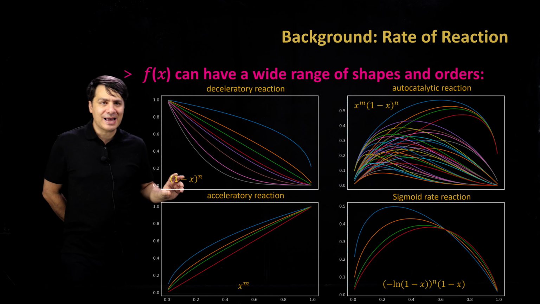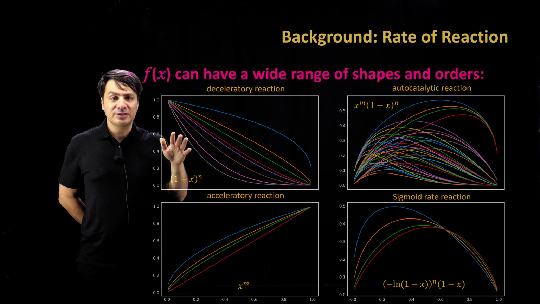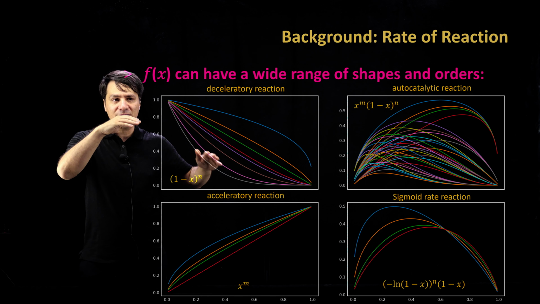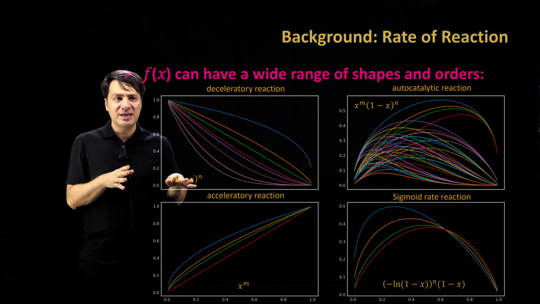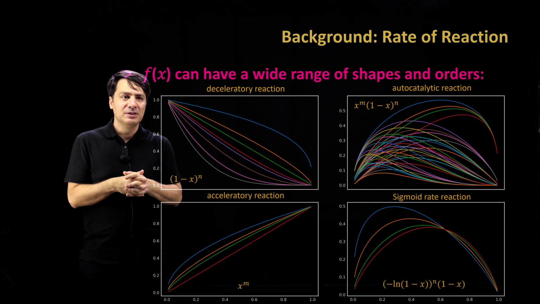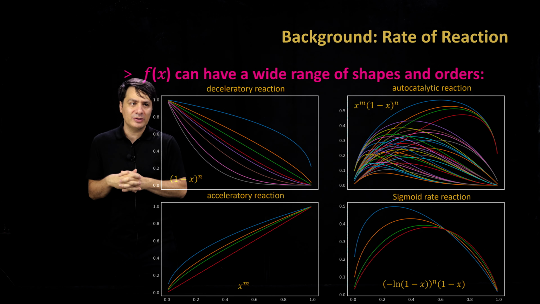We have some understanding of these closed form equations for chemical reactions. There are some reactions that slow down as time goes by. It's a deceleration type reaction. You can represent that behavior with (1 - x)^n. Let's say n is 2 or 3, for example. As x increases, that value drops. And again, x is between 0 and 1.